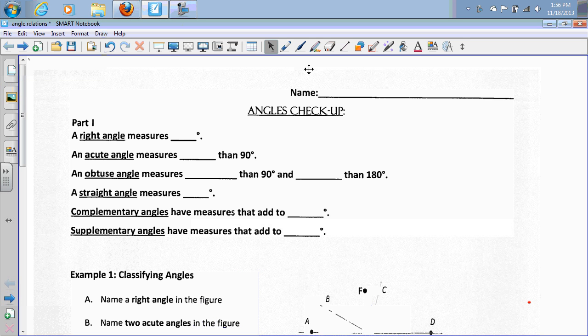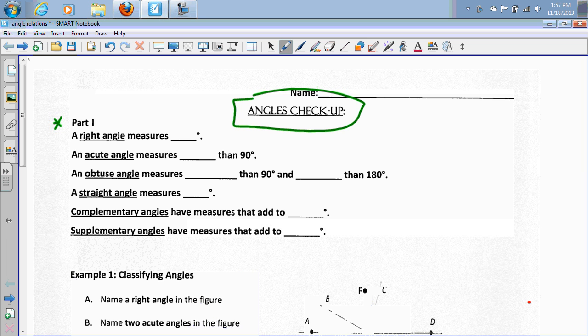Okay, this is the angle review video part 1. Just a real quick review of types of angles. So you need to find in your notes packet the angles checkup page. And we're looking at part 1.